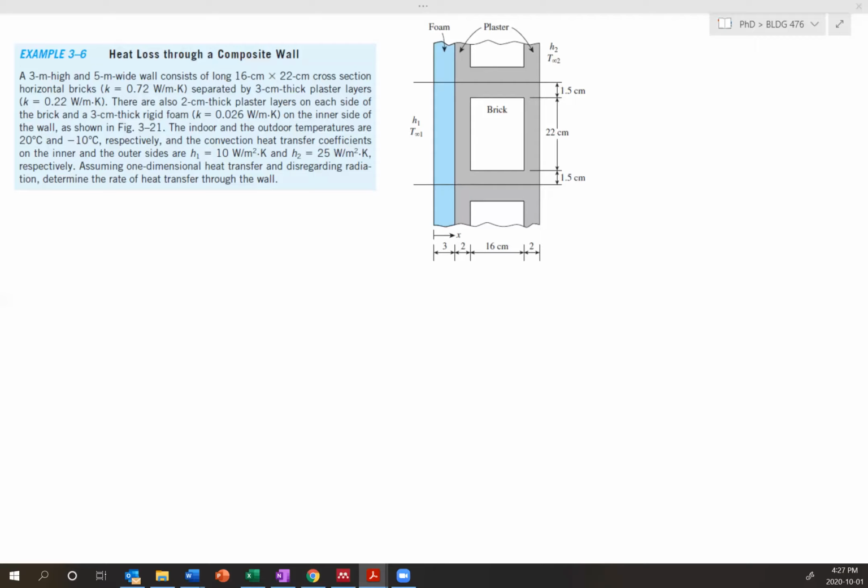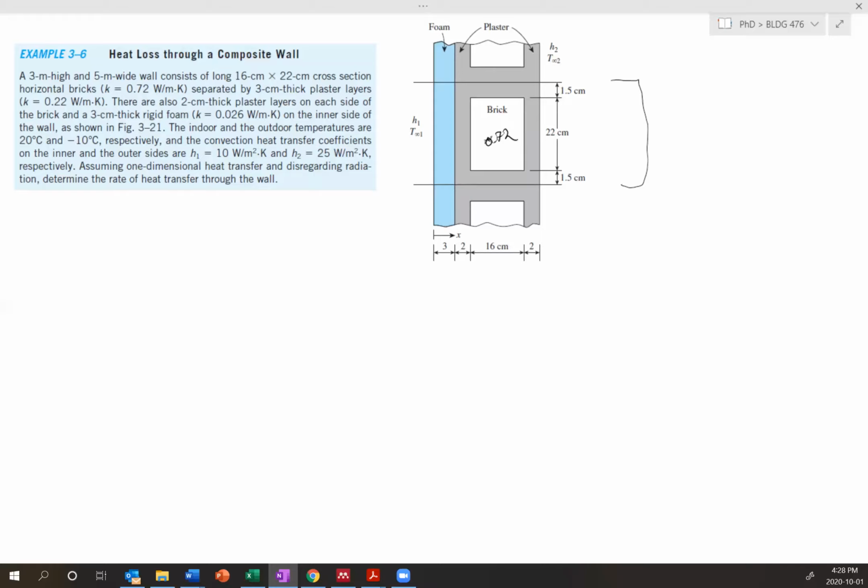So getting into the problem, for this one we have a 3-meter high, 5-meter wide wall, and it consists of this kind of smaller cross section. They've taken this bigger wall and broken it up into just this small part of the wall that's representative of everything else. They say the horizontal bricks, so the bricks are K equals 0.72. They're separated by a 3-centimeter thick plaster layer and also a 2-centimeter thick plaster layer on each side.